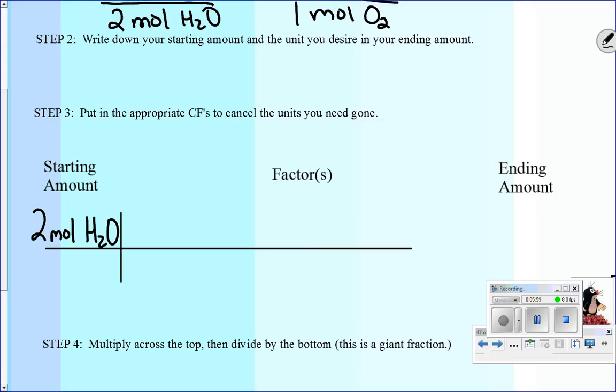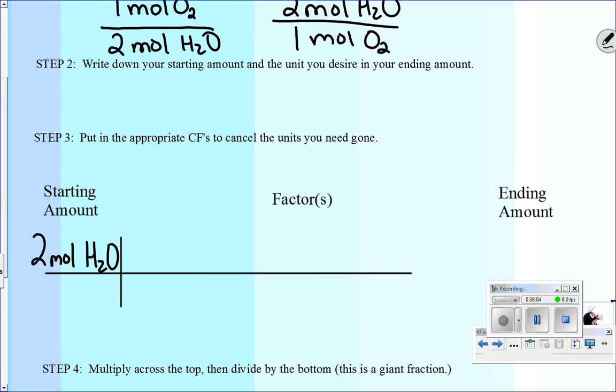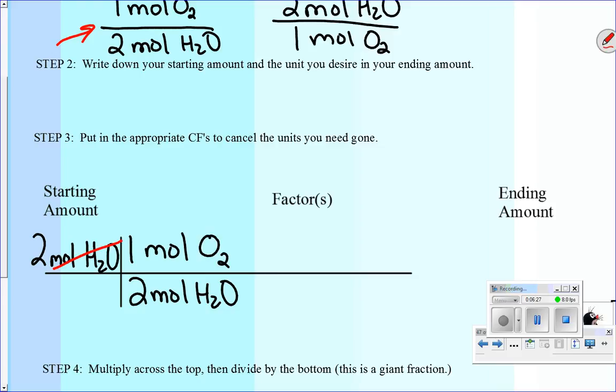This is going to be really important in keeping track because we have moles of different substances. So because I have moles of water on top, I need to have moles of water right down here on the bottom. So in order to be able to cancel out those moles, I'm going to pick this first conversion factor right here. So my 2 moles of water will be on the bottom, and my 1 mole of O2 will be on the top. What this allows me to do is cancel my moles of water. Now I have moles of O2.